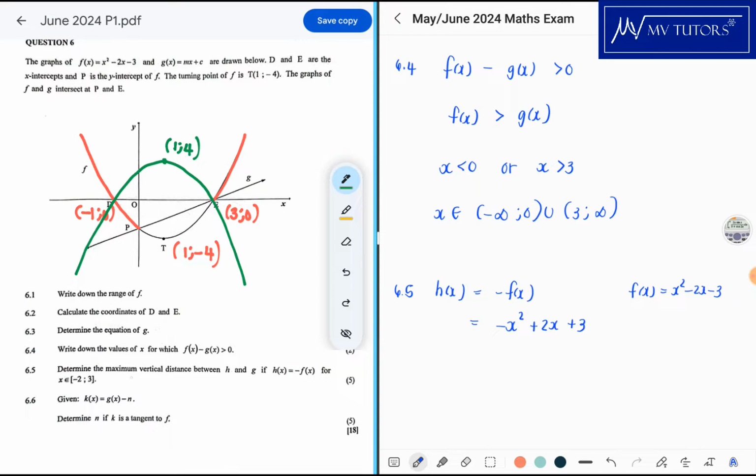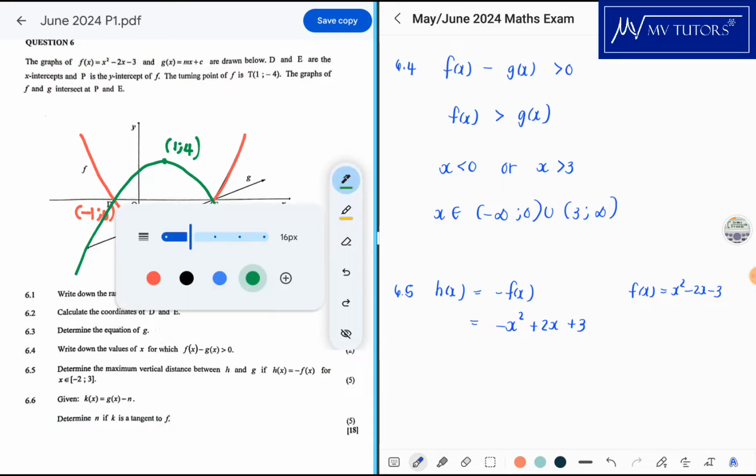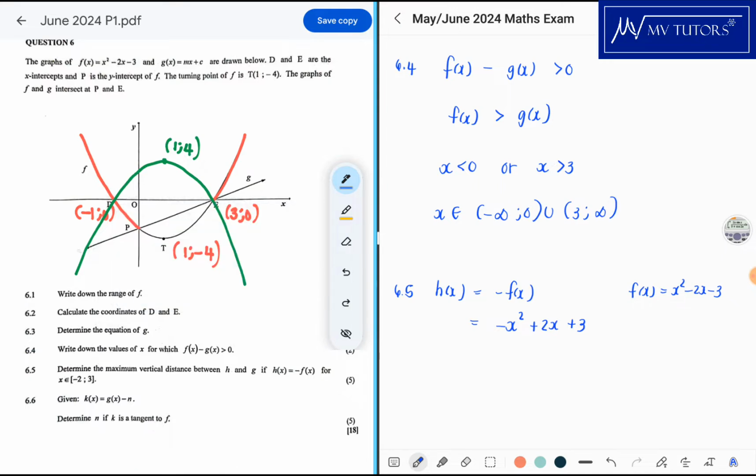So now I want to know the maximum vertical distance between h and g. Remember, g is our straight line. So if I were to look, let me just highlight it, maybe in blue. Okay, the maximum vertical distance. So if I start where they intersect, that's like the minimum. But if I keep going, the maximum looks like it could be somewhere around here, in this region. That's where the maximum would be. Okay, so that's what I'm expecting.